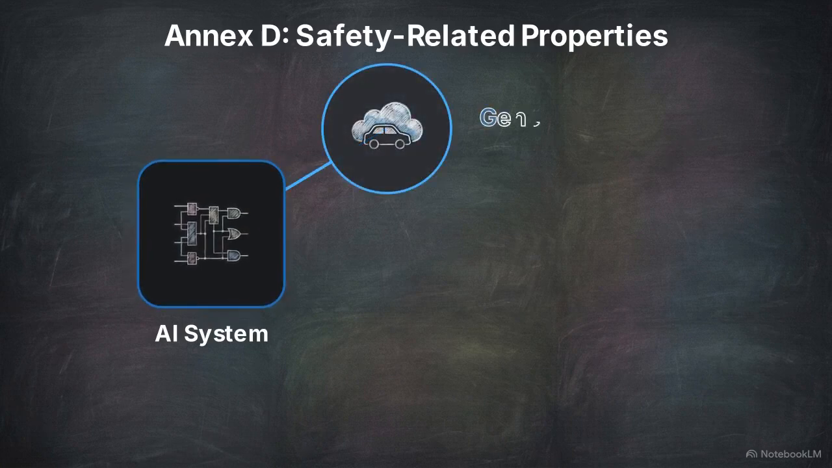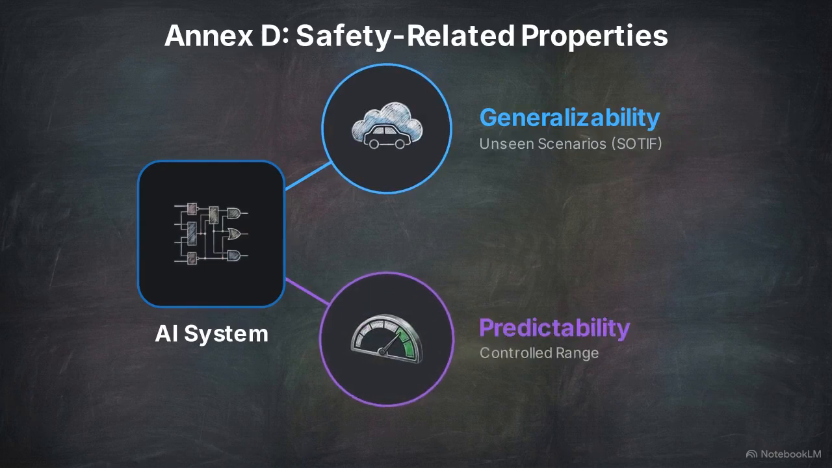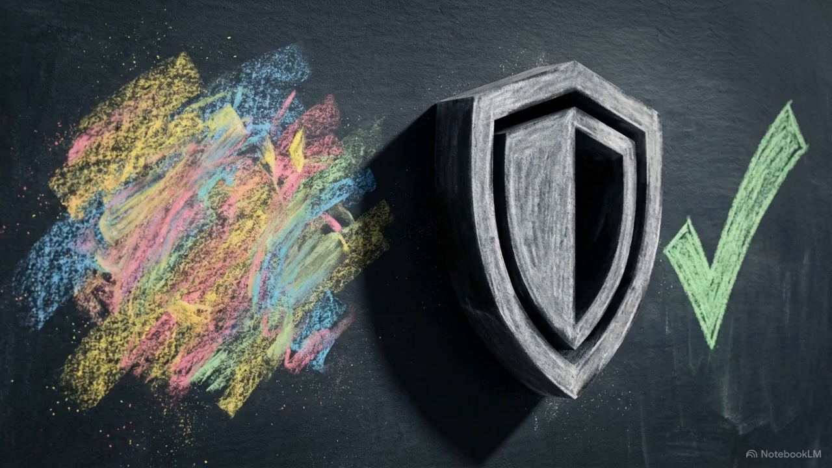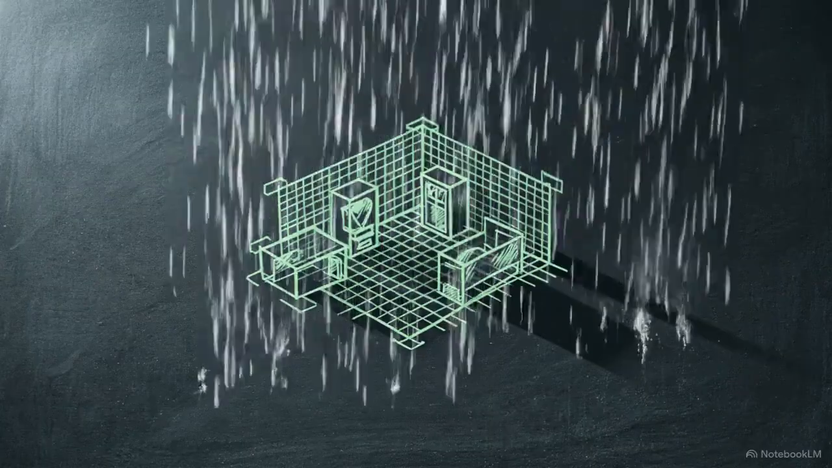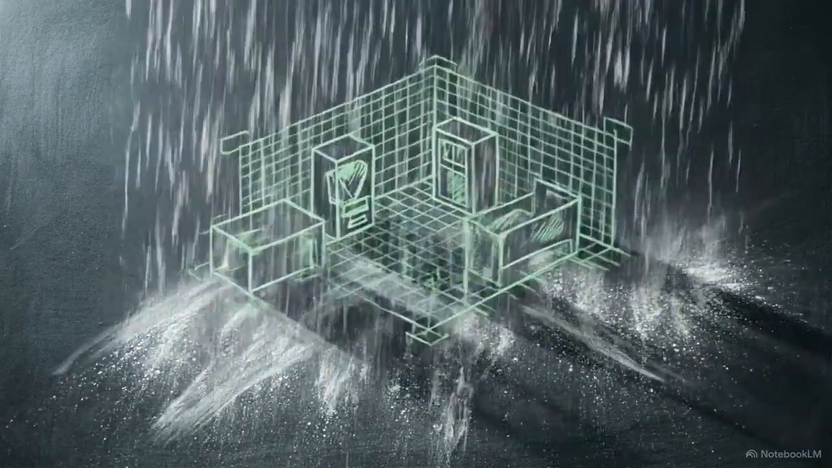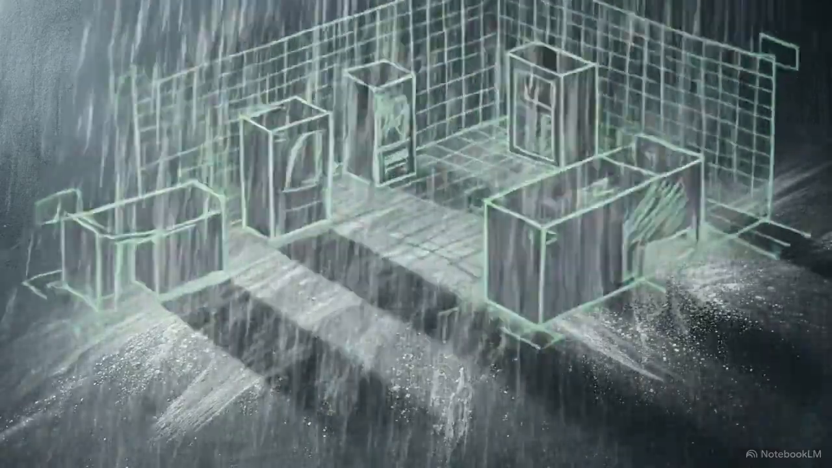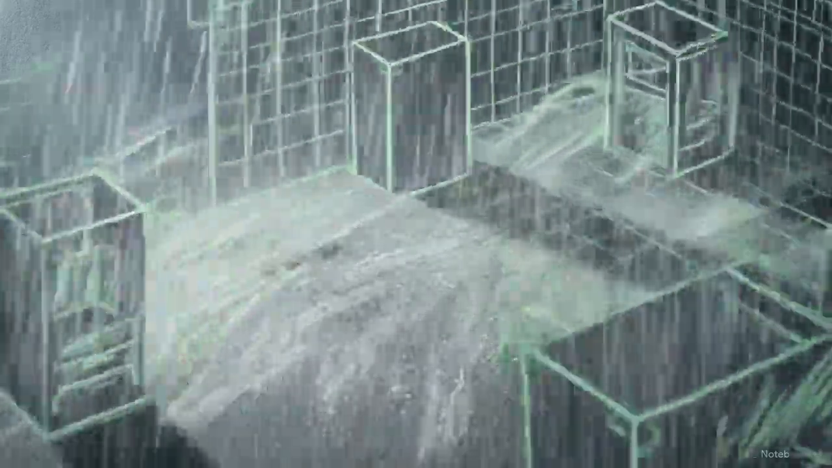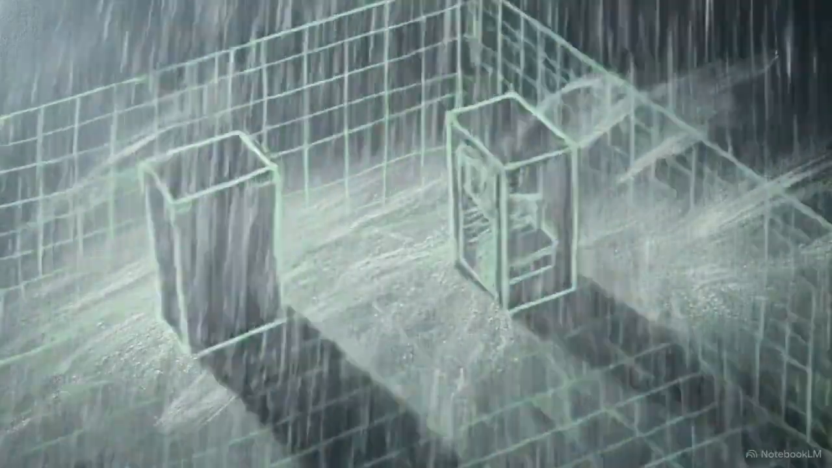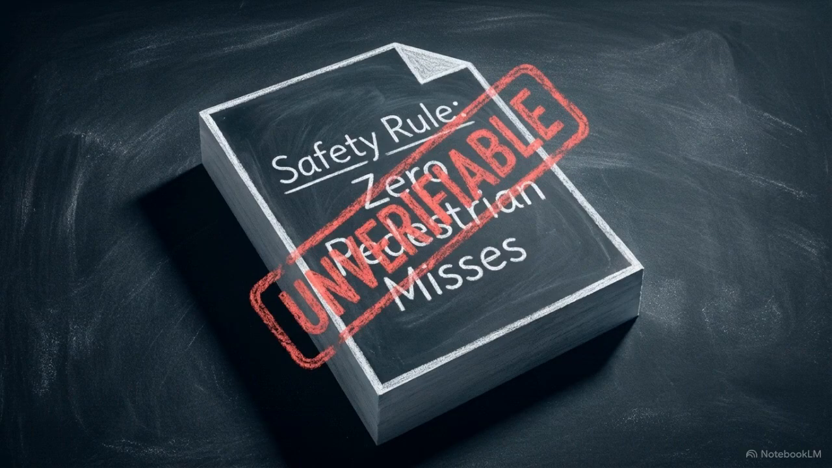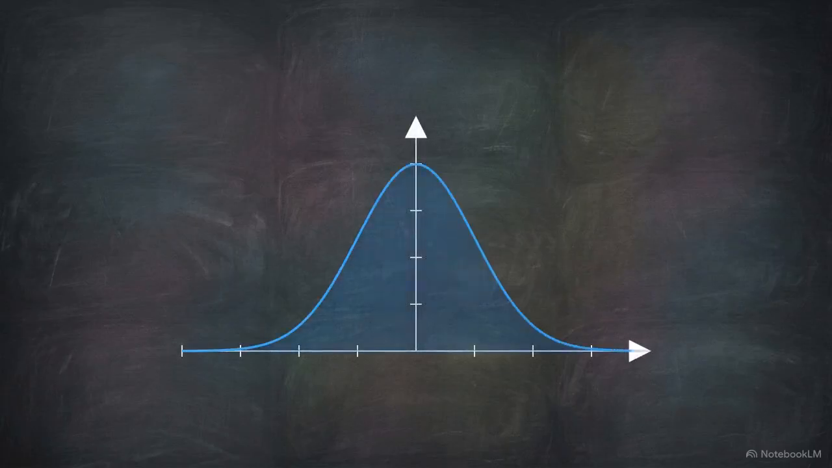Generalizability ensures safe performance in completely unseen scenarios, and predictability keeps outputs within a controlled range. However, for a sensory disruption like headlight glare, robustness is the mathematically correct choice. Mapping abstract real-world hazards to standardized technical AI properties is the necessary first step to turning a subjective fear into an objective engineering target. It is impossible to write and verify an absolute requirement that dictates an AI must never miss a pedestrian. The probabilistic nature of machine learning guarantees some margin of error.